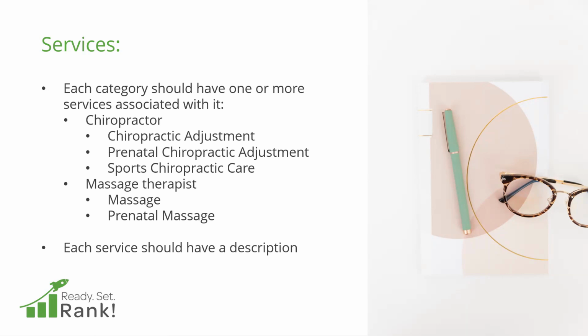Now, having looked again, day in and day out at Google Business Profile listings, what I see is either people don't have services listed, they have services listed, but they're not organized the way that they should be to correlate with the categories as they should, or that they've just listed 100 services.